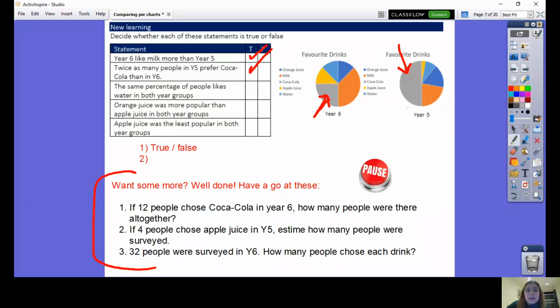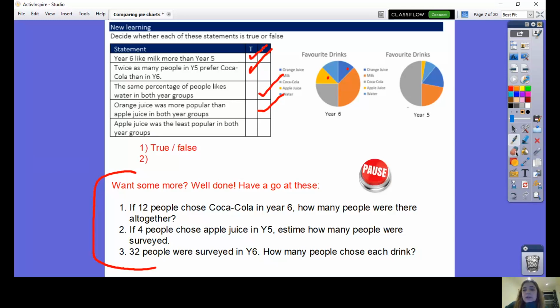The same percentage of people likes water in both year groups. Water is light blue in both year groups. Looking at both year groups, can we see that section being exactly the same? It's actually slightly smaller in year 5, so that is false. Orange juice was more popular than apple juice in both year groups. Orange juice is dark blue and apple juice is yellow. Well, straight away I can see they were equally as popular in year 6, so no, that's false. Apple juice was the least popular in each year group.